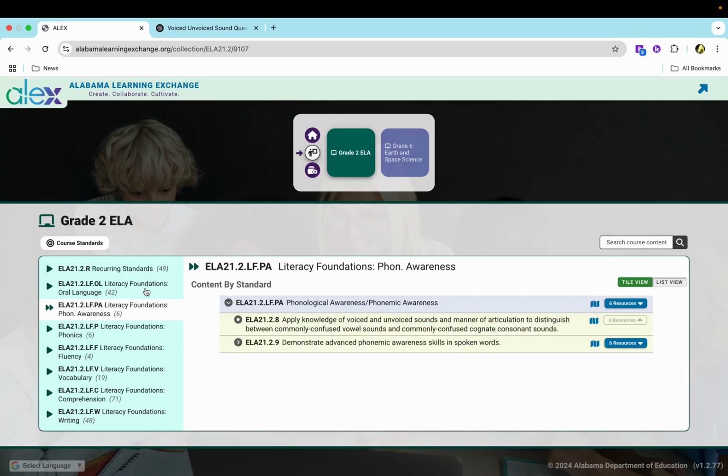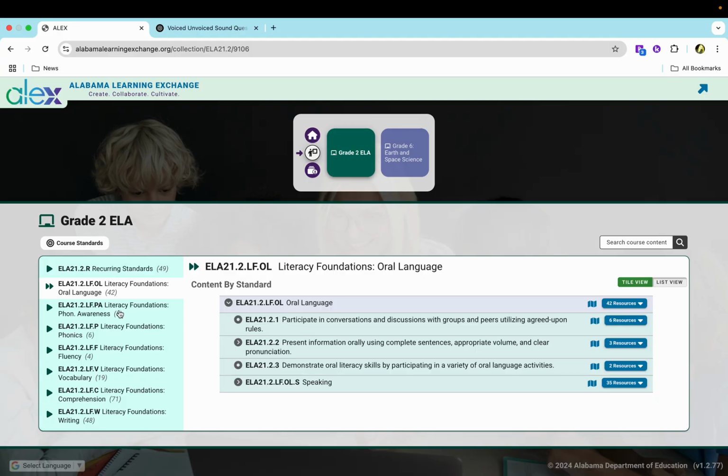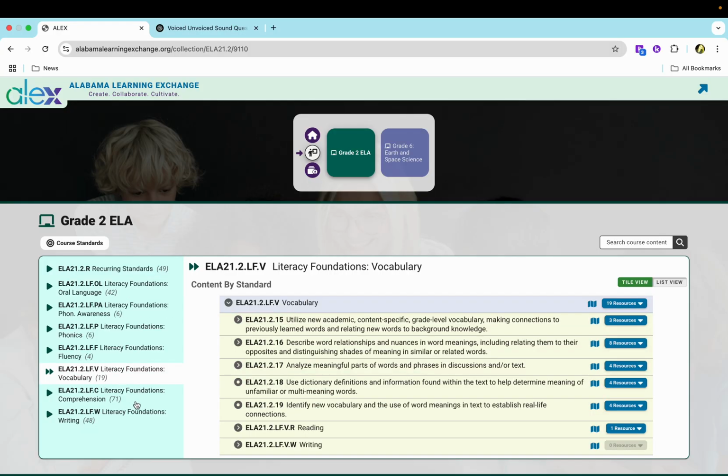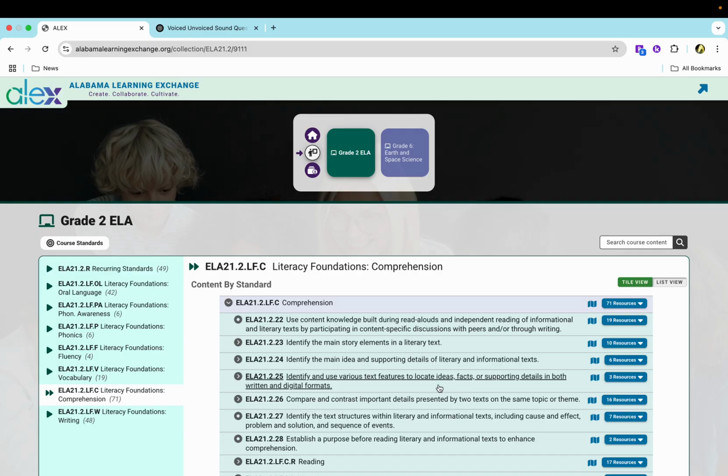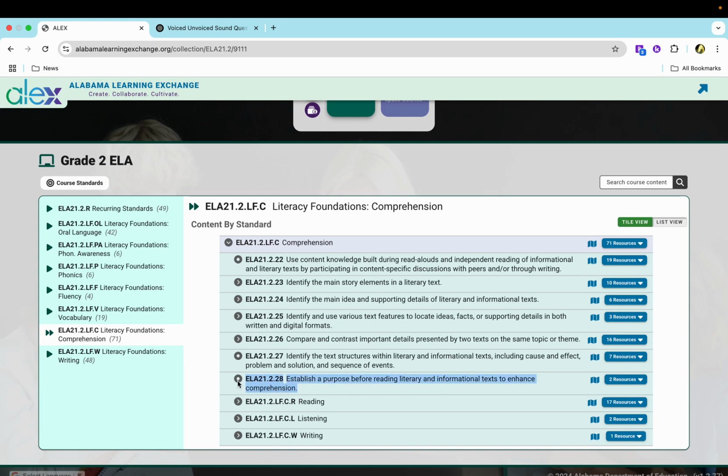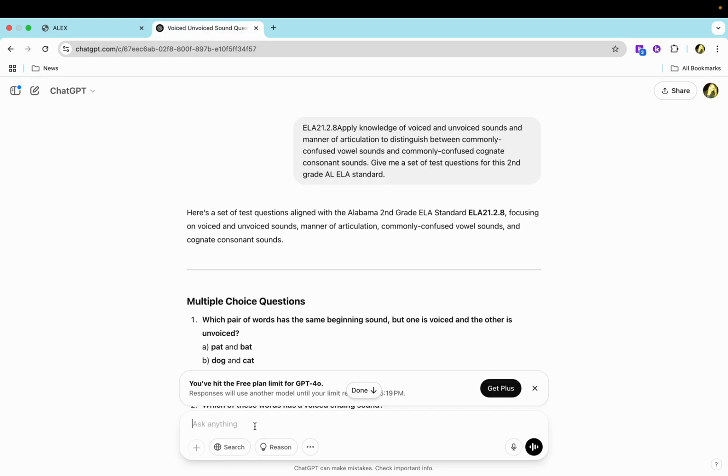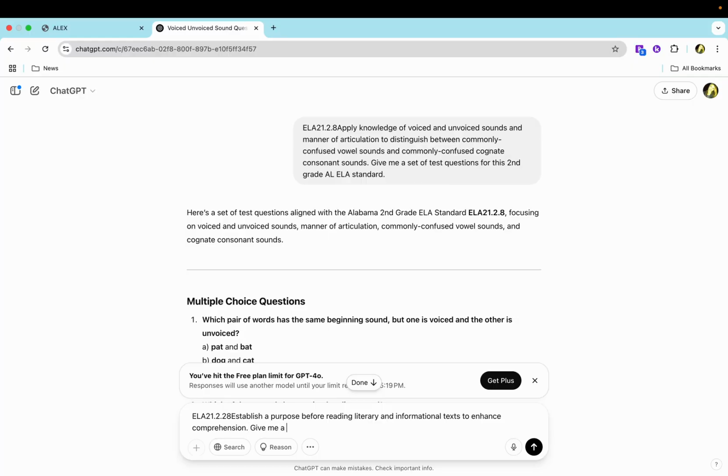So one more time, let's do a different one. We can do, let's do comprehension. Pick a random standard. Copy, paste. Give me a set of test questions that align with this AL second grade state standard, being specific as I can.